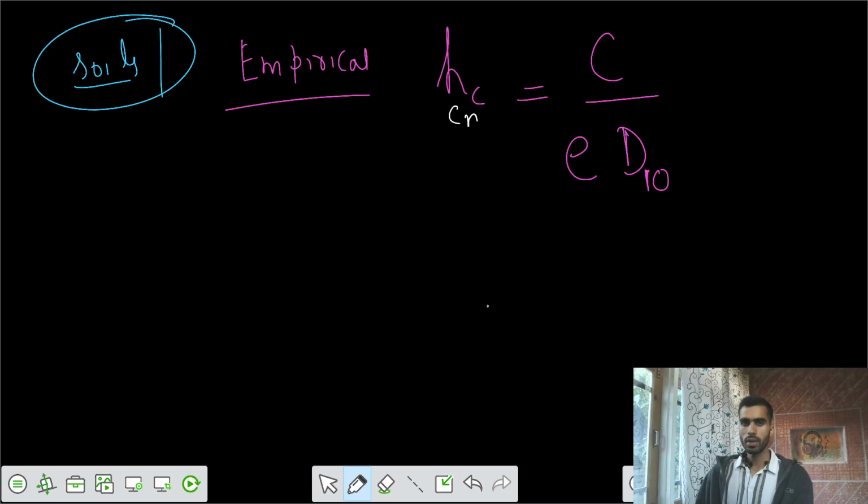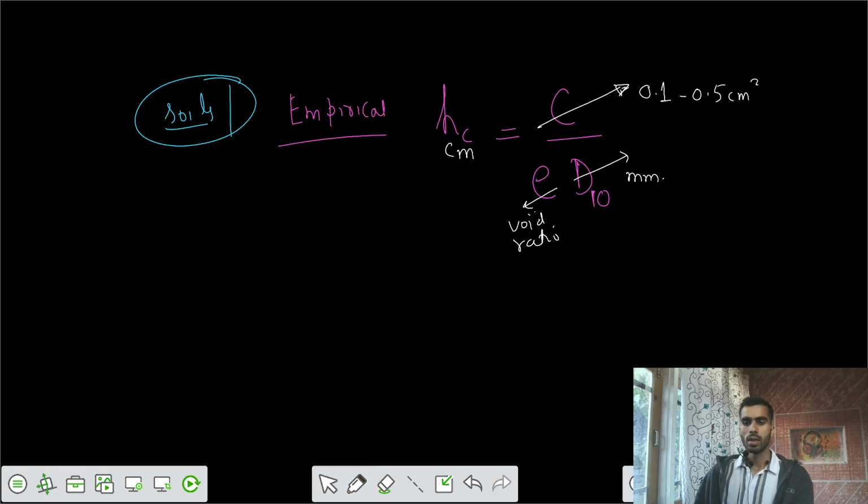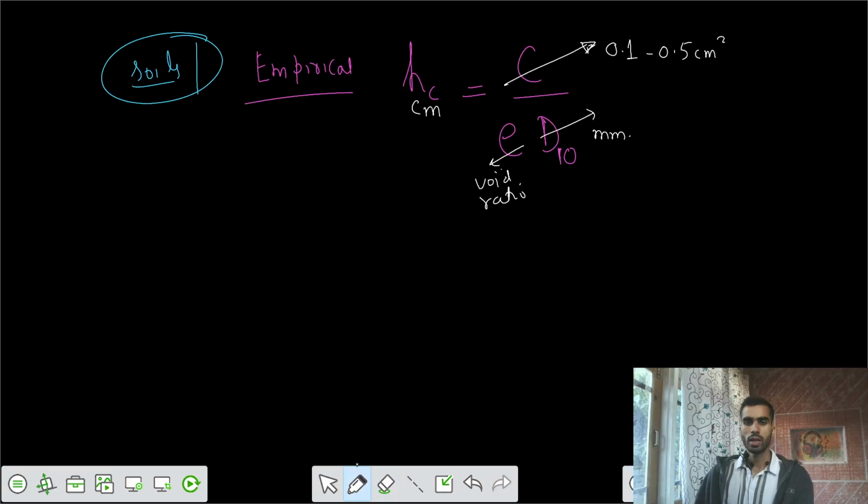Capillary rise is in centimeters. Your value of C is a constant, in the range of 0.1 to 0.5 centimeters square. We know this is the void ratio, and your effective size D10 we can write in millimeters. So this is the equation for the calculation of capillary rise in soils.